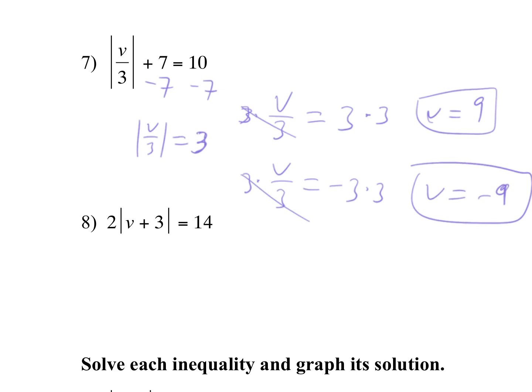Okay, you can treat the absolute value like a set of parentheses, right? If it was parentheses, you couldn't subtract 3. Right? No, you could not. So you don't want to do that here. The first thing you want to do, get rid of this 2 that's in front. Since we're multiplying by 2, let's divide by 2 on both sides. And then the 2's are going to cancel, and we get absolute value of v plus 3 equals 7.